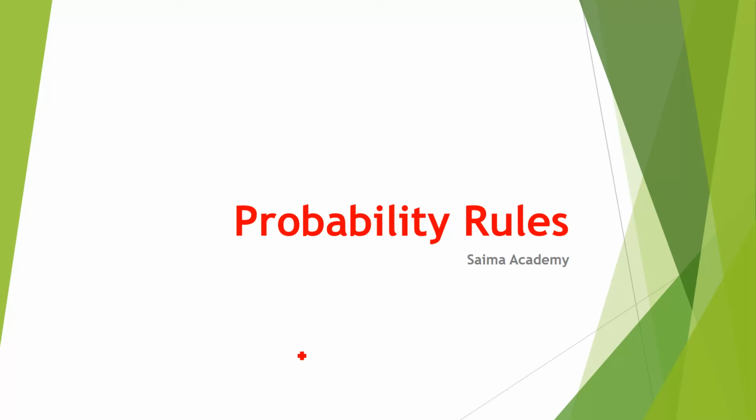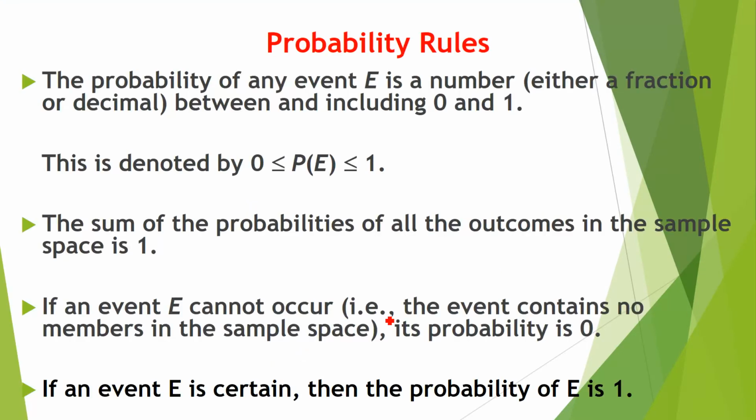In this lesson, we will discuss probability rules. There are four probability rules we will discuss one by one. The first one is the probability of any event E is a number, either a fraction or decimal, between and including 0 and 1. What does it mean? That probability ranges from 0 to 1.